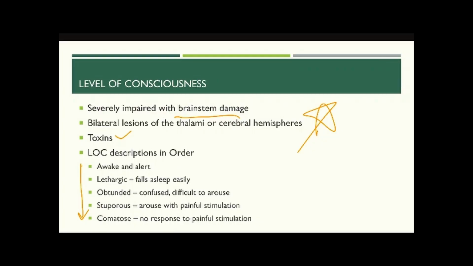Stuporous, will arouse with painful stimuli. What are some examples of painful stimuli we can give someone? Sternal rub is one. Pen on your nail bed and just push down. Okay, it hurts, but they will wake up if they have pain. If their brain is alert to pain, they will arouse. That's stuporous. And then finally is comatose, and they will not arouse to even painful stimuli. The connection won't work, they won't arouse. That's a coma. So those are the 5 stages of consciousness.